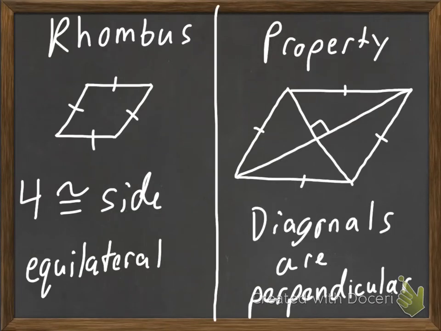So start with the rhombus. Over on the left, it's the definition of a rhombus. It has 4 congruent sides. We can also say it's equilateral. And the property that we talked about in Part 1 is that the diagonals of a rhombus are perpendicular.